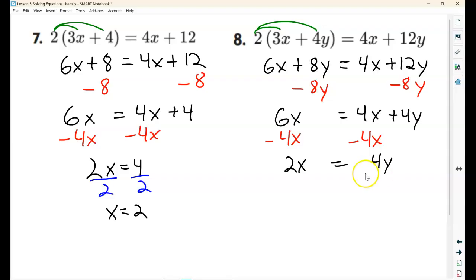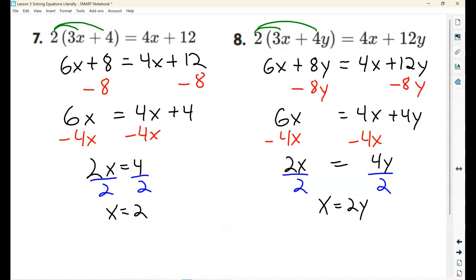And I'm going to do the exact same thing. I'm going to divide by 2. Okay? And now after I divide by 2, I get x is equal to 2y. Because 4 divided by 2 is 2. So sometimes you can actually do some math in certain situations if you're dealing with like terms when adding or if you're dividing by a coefficient.